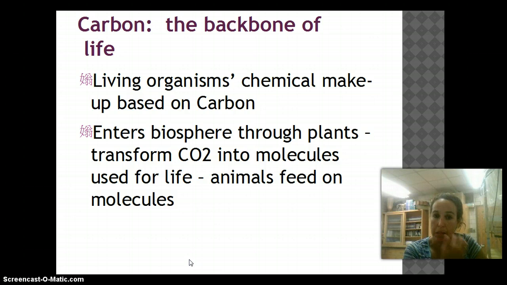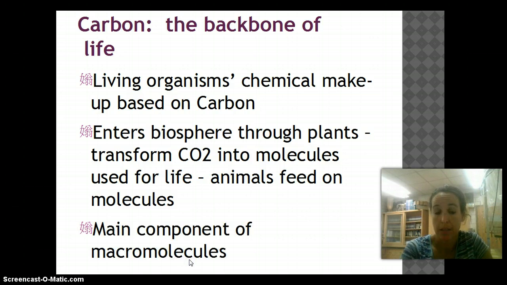And then we eat those molecules. So we cannot use carbon dioxide. We exhale it, then the plants use it to create food. And then it's the main component of macromolecules. Within chapter 5, you'll be learning all about carbohydrates and lipids, proteins, and nucleic acids. All of those have carbon as the backbone of them.